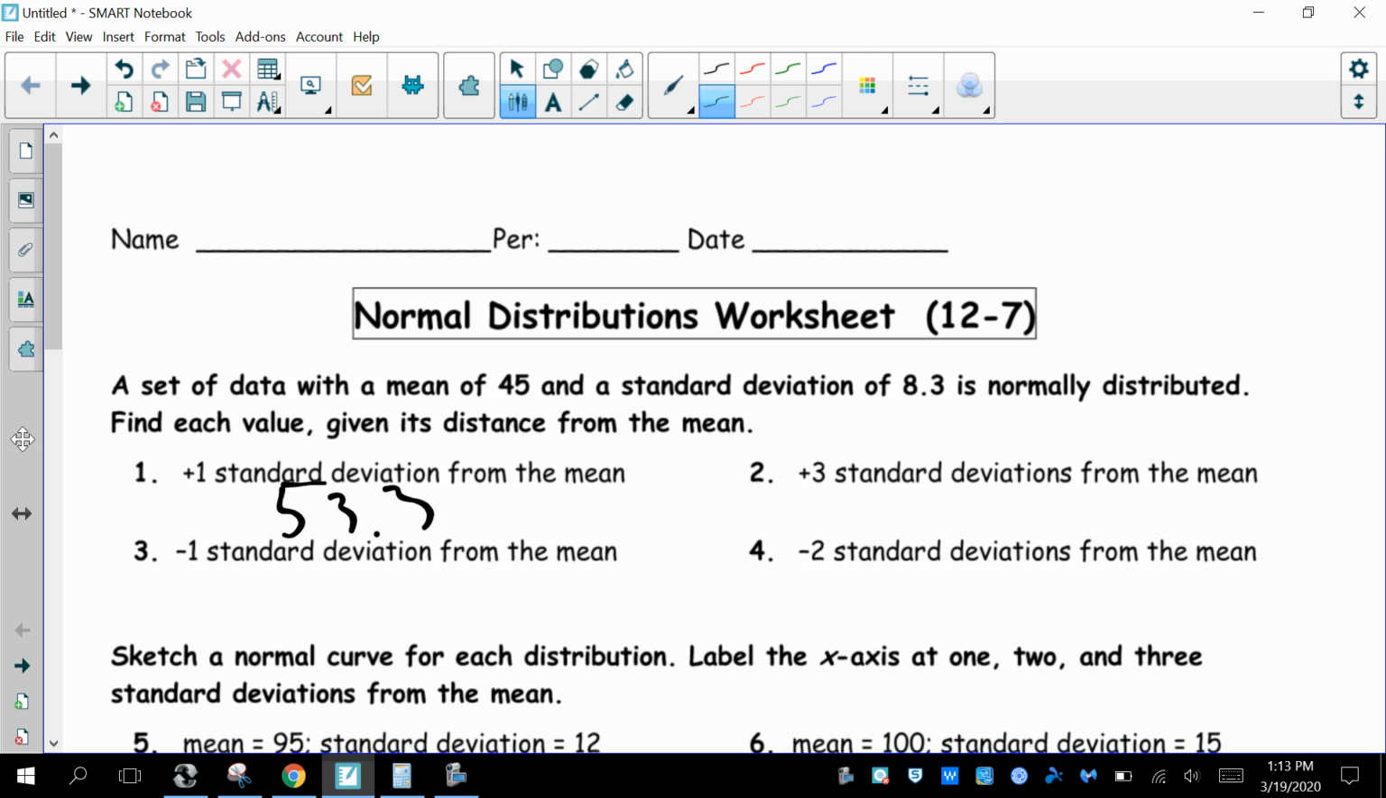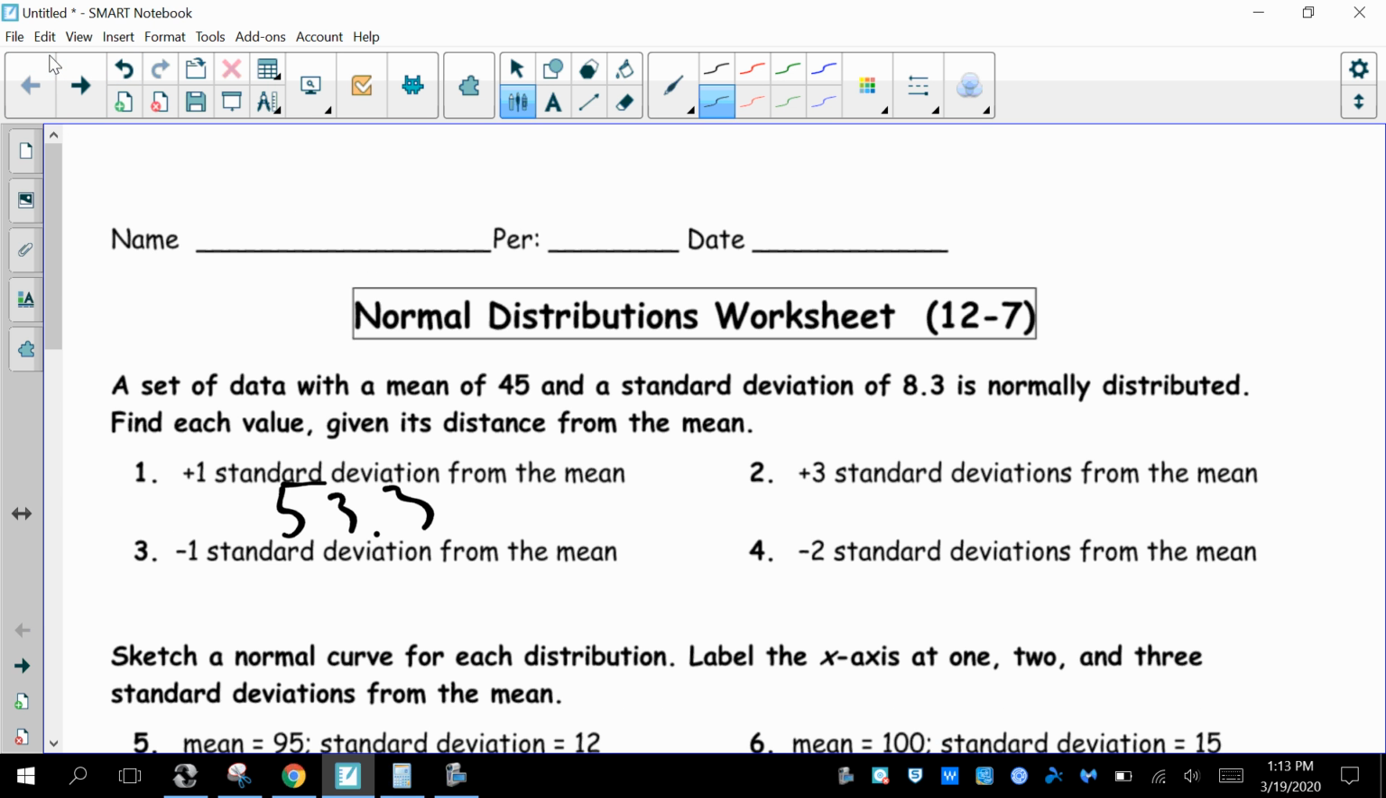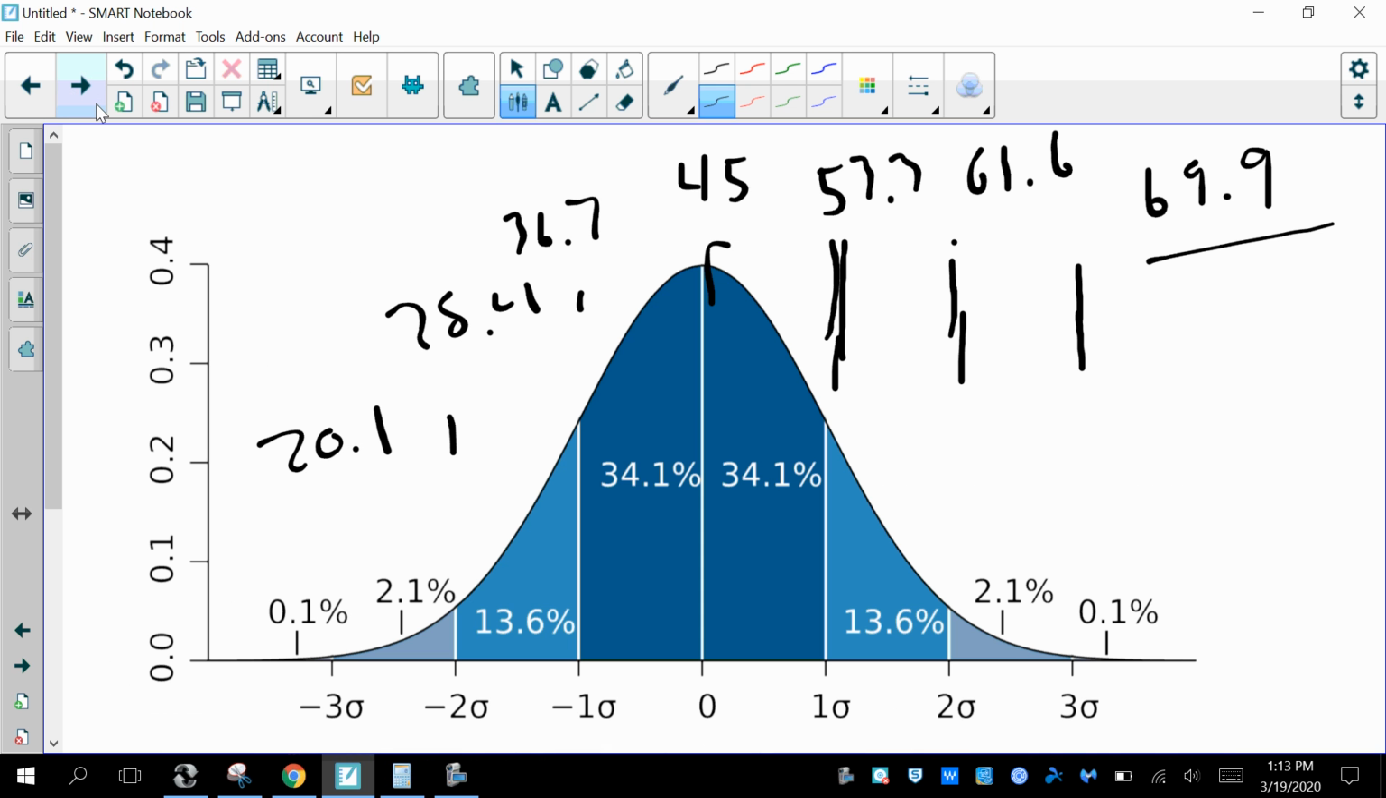Good. Three standard deviations, plus 3 standard deviations from the mean. Again, let's select our notes. We're going 1, 2, 3 standard deviations from the mean. That will be 69.9. Okay, what's down 1 standard deviation from the mean? We're going down 1, and we've got 36.7.